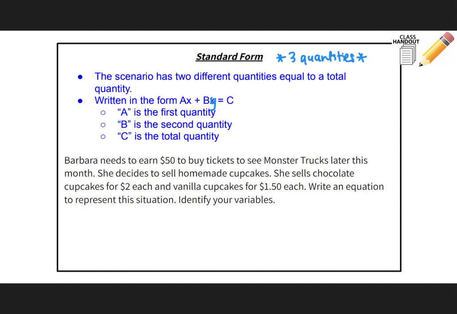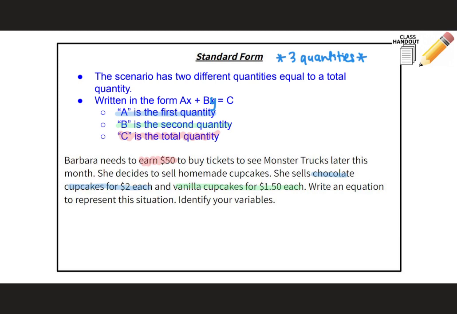Let's take a look at an example. It says Barbara needs to earn $50 to buy tickets to see Monster Trucks later this month. She decides to sell homemade cupcakes. She sells chocolate cupcakes for $2 each and vanilla cupcakes for $1.50 each. Write an equation to represent the situation. Identify your variables. She needs to earn $50, so that's the total quantity. Chocolate cupcakes for $2 each is the first quantity, and vanilla cupcakes for $1.50 each is the second quantity.